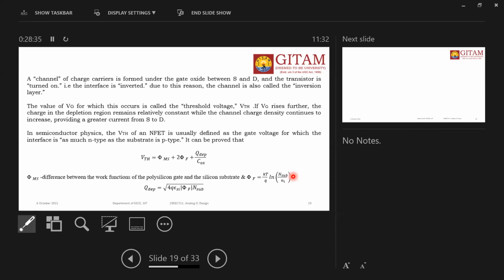See, the charges in the depletion layer you can find by using the formula 4 into square root of q epsilon Si mod phi F N sub. Here 4 is the constant, q is the electron charge, epsilon Si is the silicon material permittivity, phi F is already identified, and N sub is the substrate doping. Sub means substrate, and N means the concentration of the charges. You can name it with many terms: dopant concentration, substrate concentration.